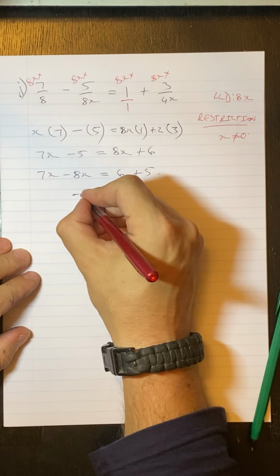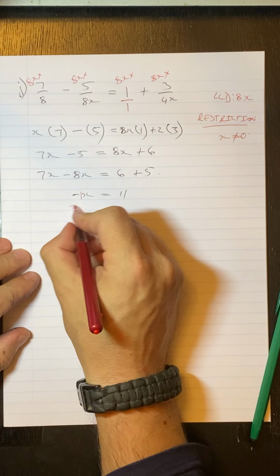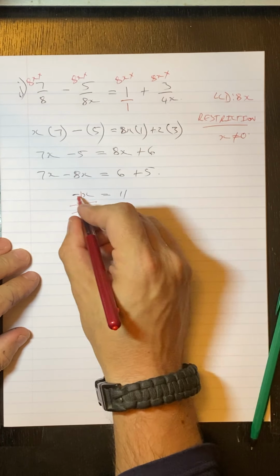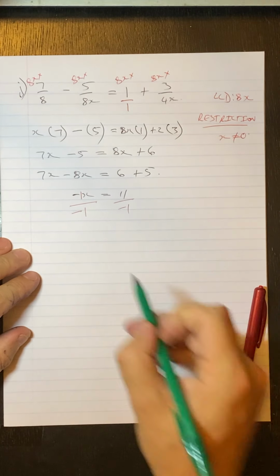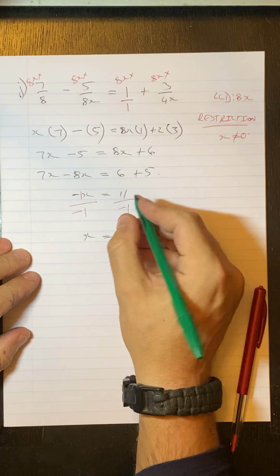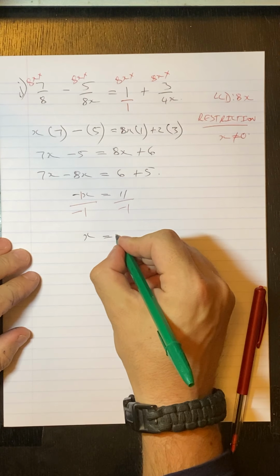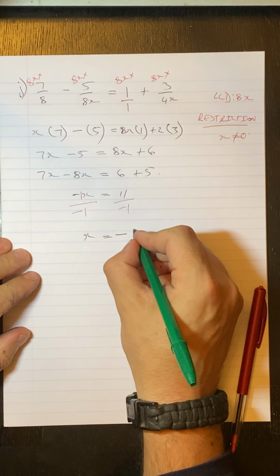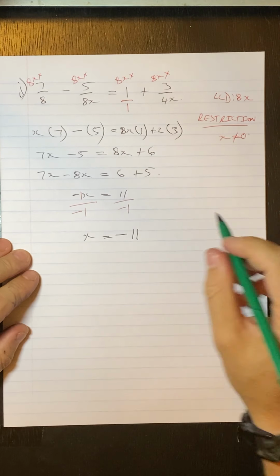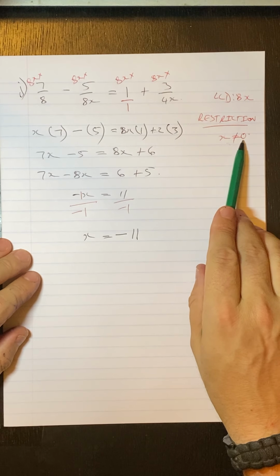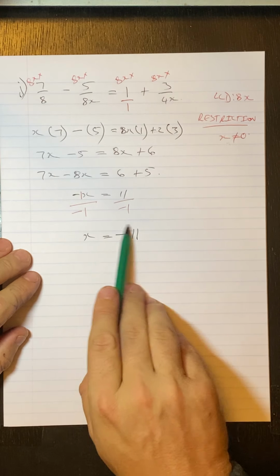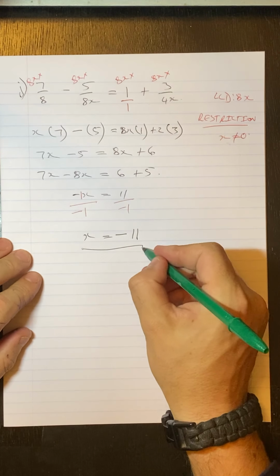This has got an imaginary 1 in the front there, so I need to divide by -1 to get rid of it. What I do to that side, do to this side. They will cancel, and you're left with x is equal to positive divided by negative is a negative. 11 divided by 1 is 11. Check our restriction. X cannot be equal to 0. That's equal to -11, therefore that is a solution.